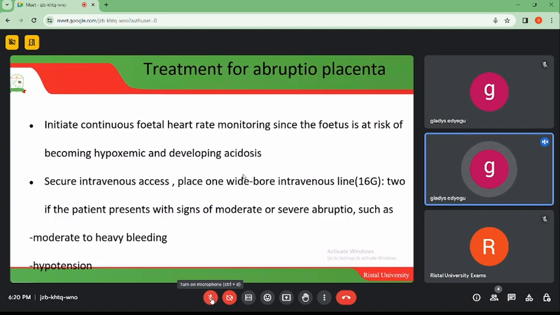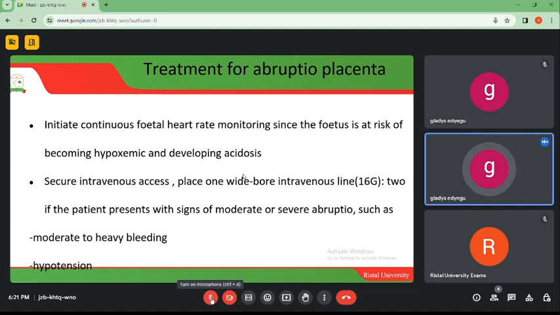So the next is actually for the mother. If possible, put two large bore cannulas, yes, IV lines, so that in case she goes into shock, you already have those lines. And the preferred gauge is 16, which is the bigger one. So you have to put them, and when you've secured them, you are good to go. You can put a line for fluids and then also blood at the same time, and you'll be able to save both the baby and the mother.